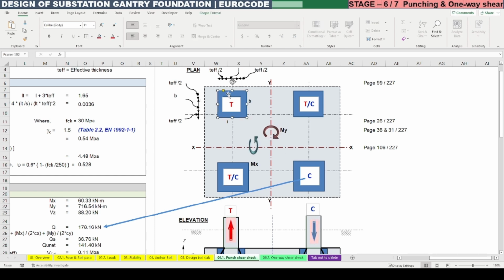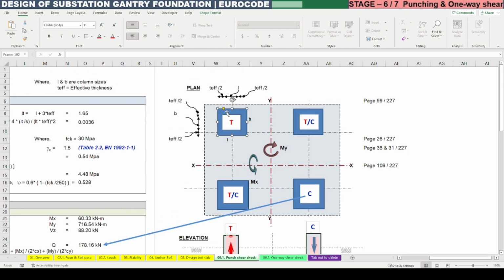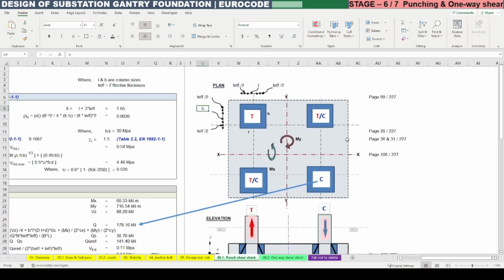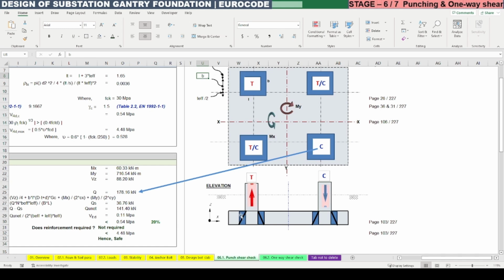So the effective strip width we need to calculate as T effective divided by 2, times 2, plus L or B according to the direction of the column. In the elevation view also you can see this strip around the column is subjected to punching shear or two-way shear.